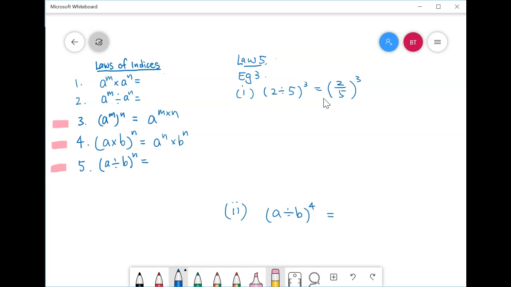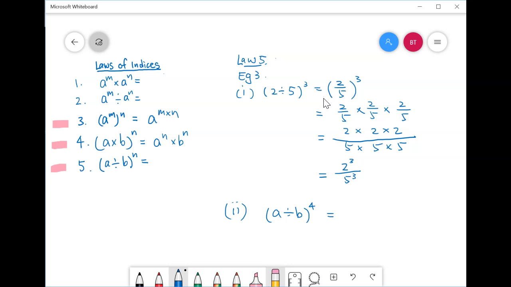2 over 5 to the power of 3 simply means I have 2 over 5, 2 over 5, and 2 over 5, and they all get multiplied together. Now you learned that in fractions, when you multiply the fractions, the numerator gets multiplied together and the denominator gets multiplied together. So in the next line, I have 2 times 2 times 2. All the numerators get multiplied together, all the denominators get multiplied together, and that summarizes into the situation 2 to the power of 3 over 5 to the power of 3.